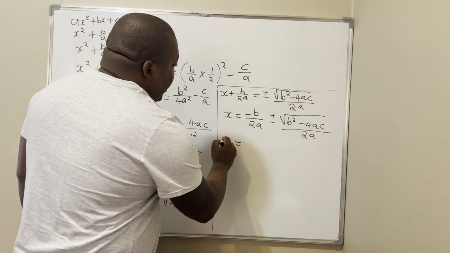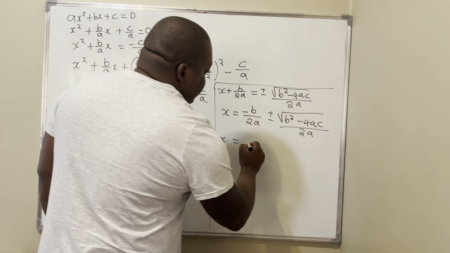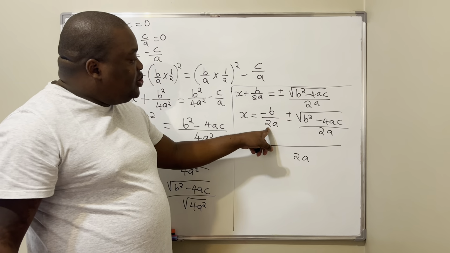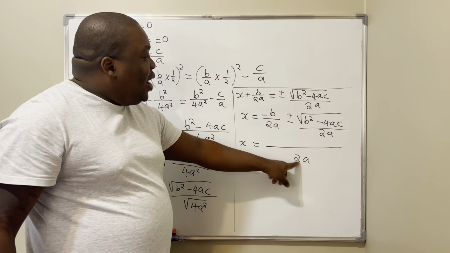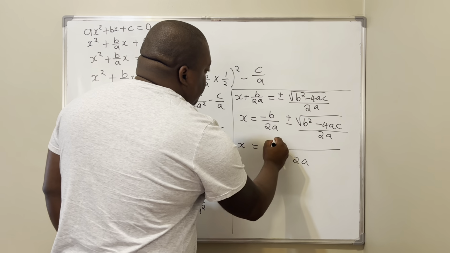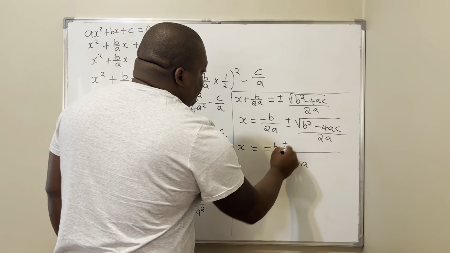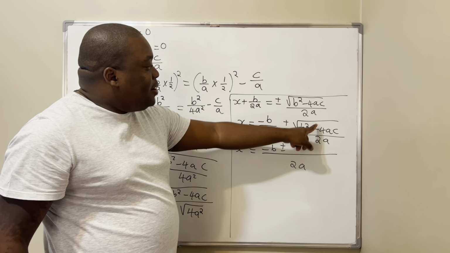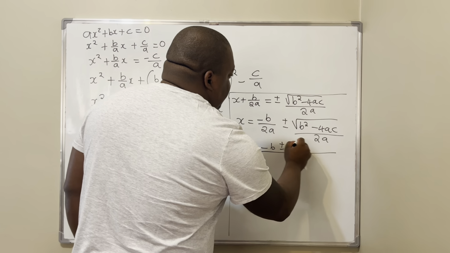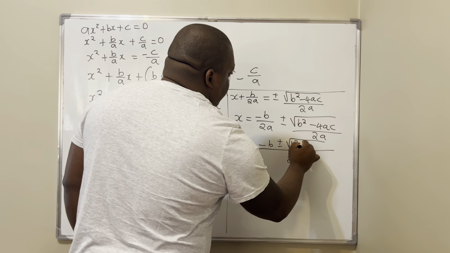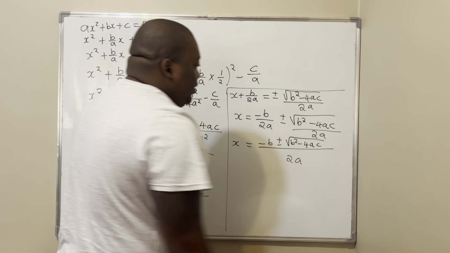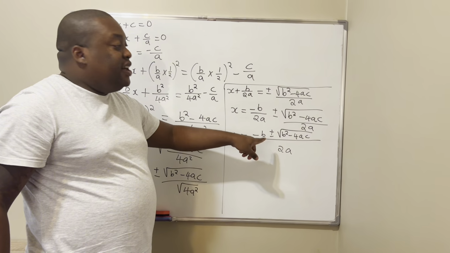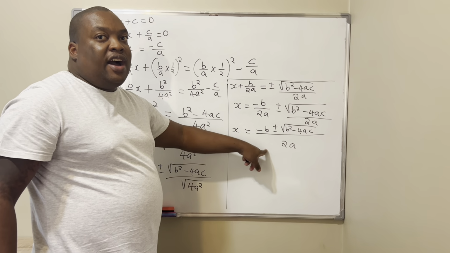When we take out that common denominator 2a, how many times does 2a go into 2a? Once. 1 times minus b is minus b, plus or minus, how many times does 2a go here? Once. 1 times this gives us the whole thing, the square root of b squared minus 4ac. Does this look familiar? This is where the quadratic equation comes from.